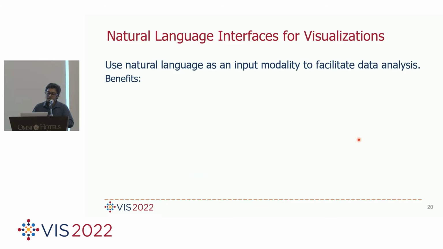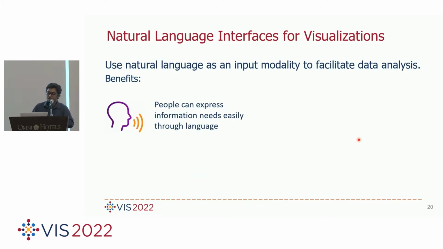Now, natural language interface has various benefits. For example, if we use natural language, then that can help people express their information needs much more easily through language. For example, users who are perhaps not experts in data science and analytics, rather than trying to figure out complex visualizations and how to interact with them, might sometimes find it helpful to express their information needs in their lay language.